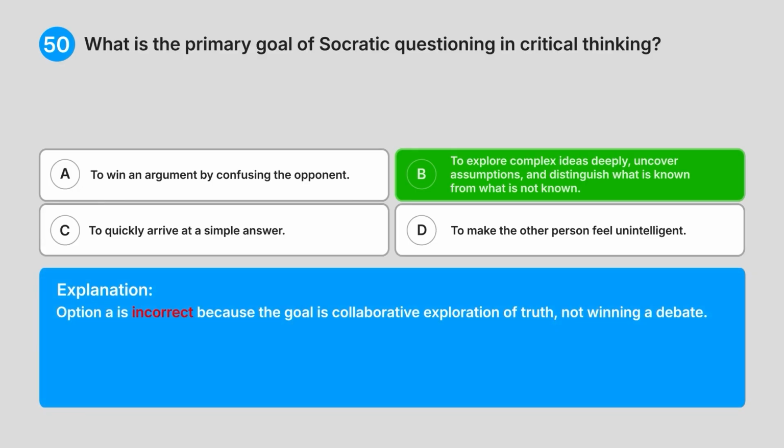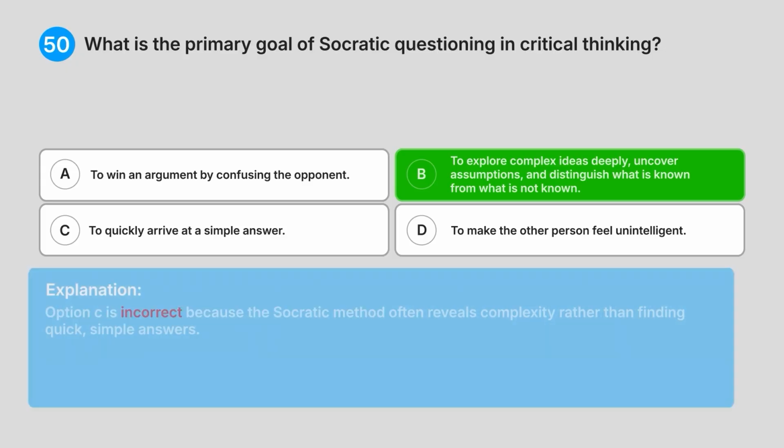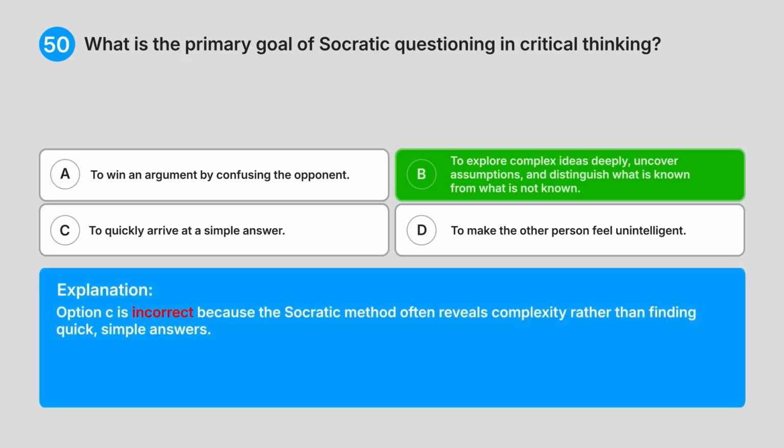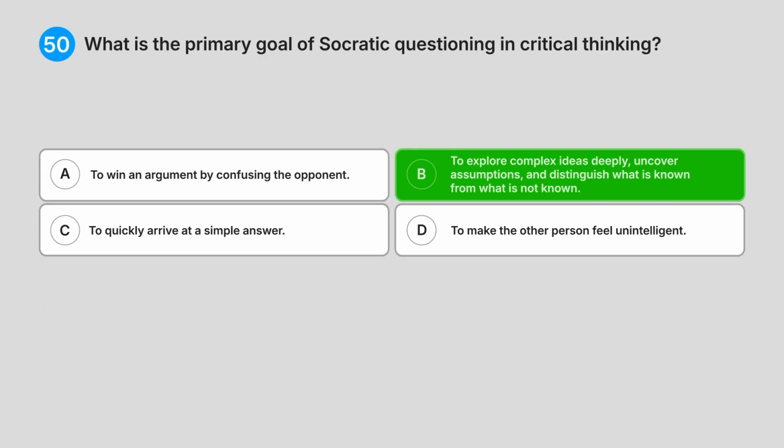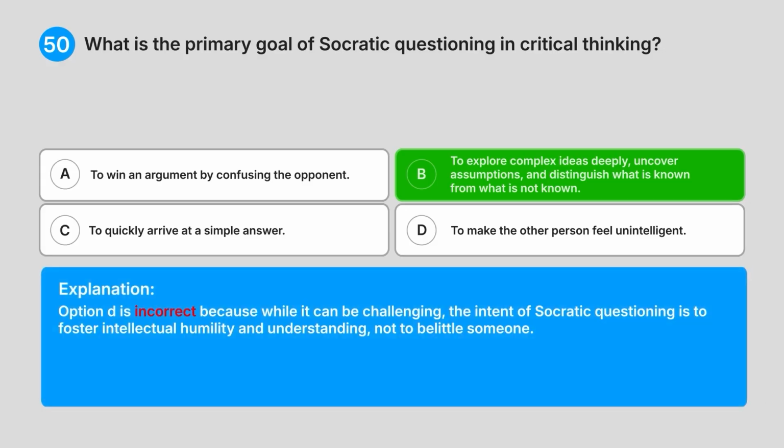Option A is incorrect because the goal is collaborative exploration of truth, not winning a debate. Option C is incorrect because the Socratic method often reveals complexity rather than finding quick, simple answers. Option D is incorrect because while it can be challenging, the intent of Socratic questioning is to foster intellectual humility and understanding, not to belittle someone.